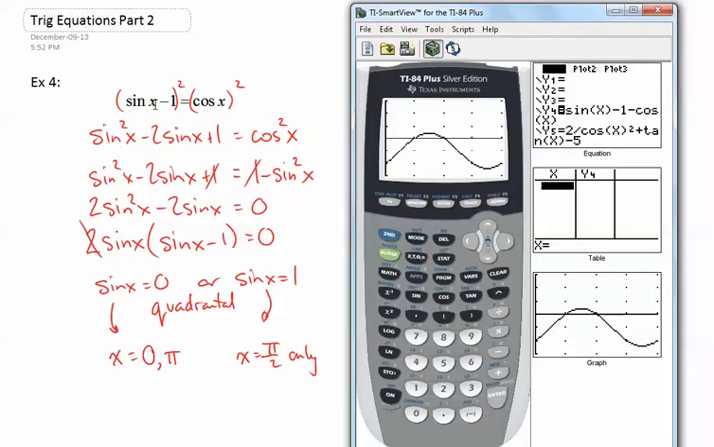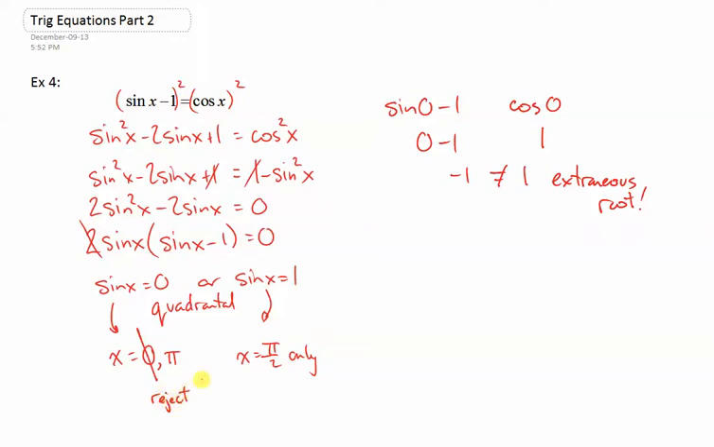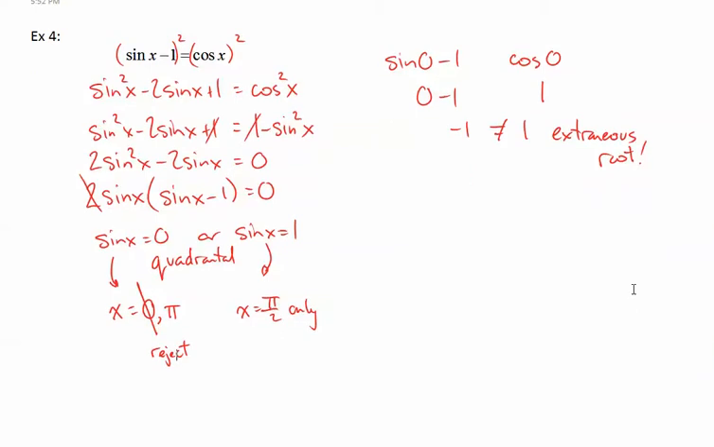If I had sine 0 minus 1, and I compare to cos 0. Cos 0 is 1. Sine 0 is actually 0, minus 1. So I get negative 1 equals 1, which is an extraneous root. So the problem was that I squared things on both sides, and squaring negatives makes them positive. So I actually have to reject this root. It's always a good idea to check your roots, especially on complex equations. Let's move on to another one.